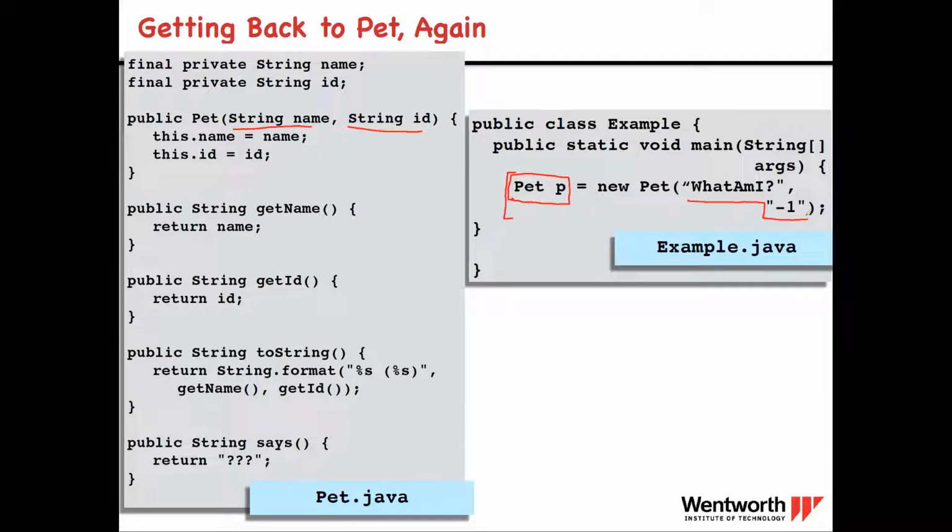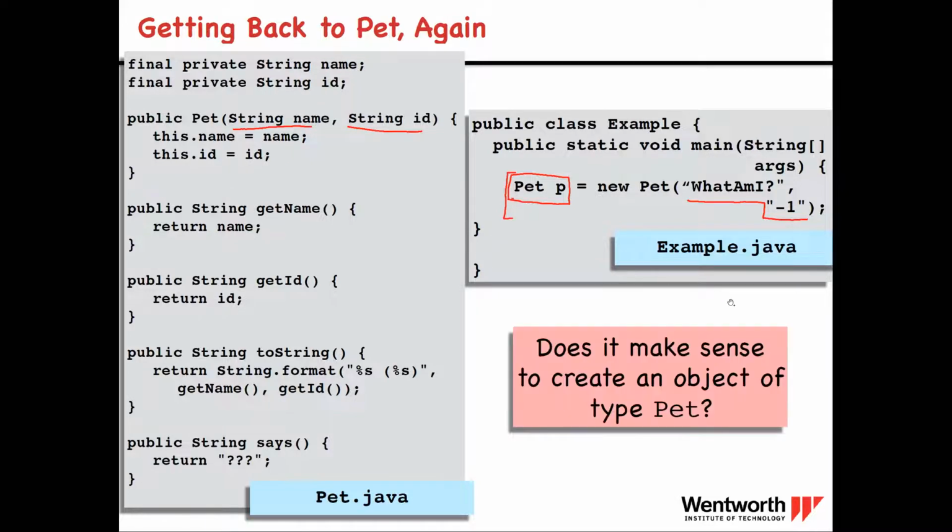It's never really meant to be an object that we create, because what is a pet? What type of animal is a pet? Well, it could be many types of animals. So does it make sense to create an object of type pet? That's the question I'm trying to ask about this particular class. We don't know what the pet says. What does a generic pet say? I don't know.